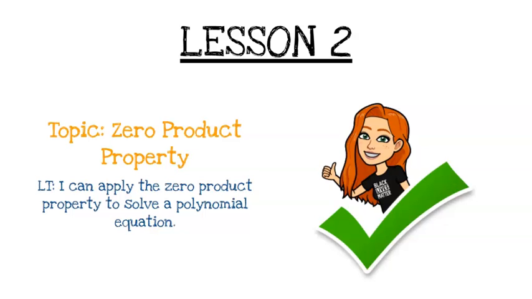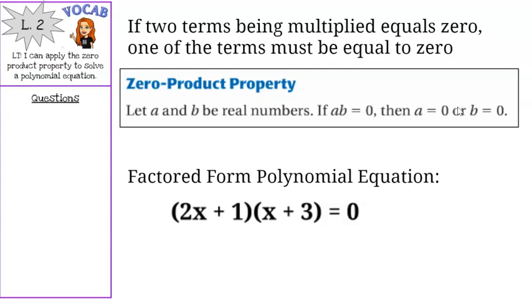Lesson 2, topic zero product property. Learning target: I can apply the zero product property to solve a polynomial equation. So the zero product property says if two terms being multiplied equals 0, one of the terms must be equal to 0. The only way we can get 0 in a multiplication problem is by multiplying by 0.